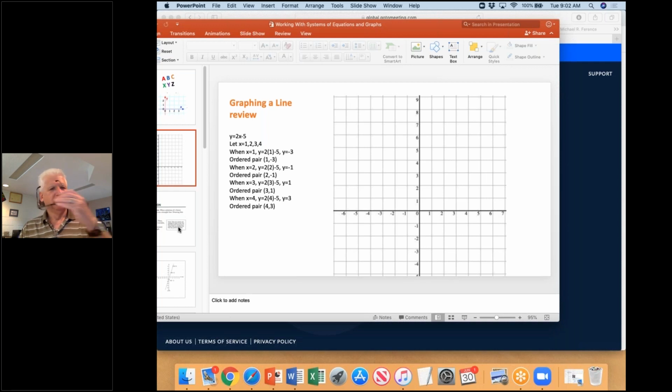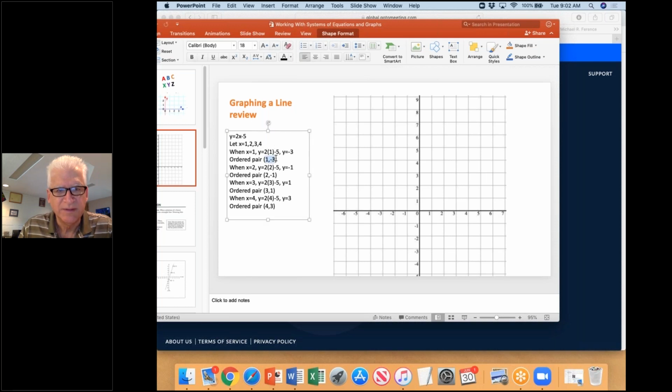So in a previous lesson, we talked about graphing a line with the equation y equals 2x plus 5. And by using that equation, we came up with some ordered pairs by entering in values for x of 1, 2, 3, and 4. And we came up with these ordered pairs, 1, negative 3, and I'm going to graph those for you with my drawing tool.